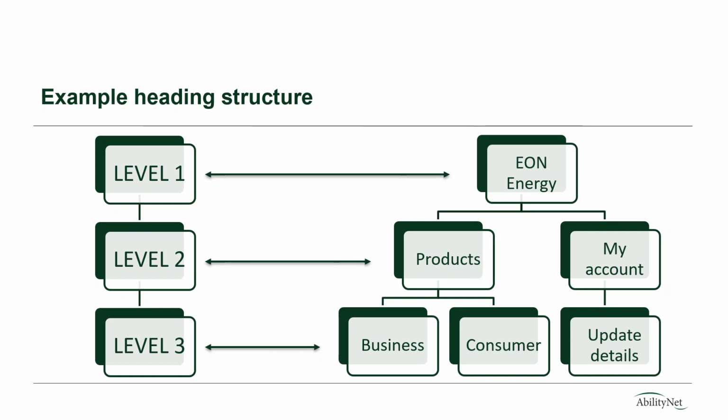So there is a natural hierarchy going from heading level 1 all the way down the tree to whatever heading level you're at on the page. Now it's okay to jump back up. So for instance, in this case, it may be that on the page, reading order, you have Eon Energy, Products, Business and Consumer, and then My Account, in which case it would jump from the heading level 3 of Consumer back up to heading level 2 of My Account. That is absolutely fine going back up the heading levels there, because that just reflects the visual structure and it's quite logical.